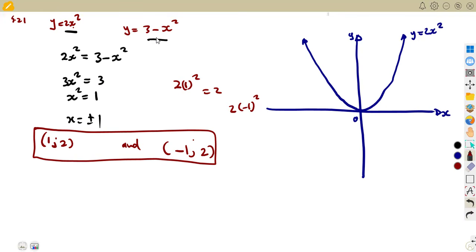Then for 3 minus x squared, we know it has a negative there, so you're supposed to have a graph of this nature.